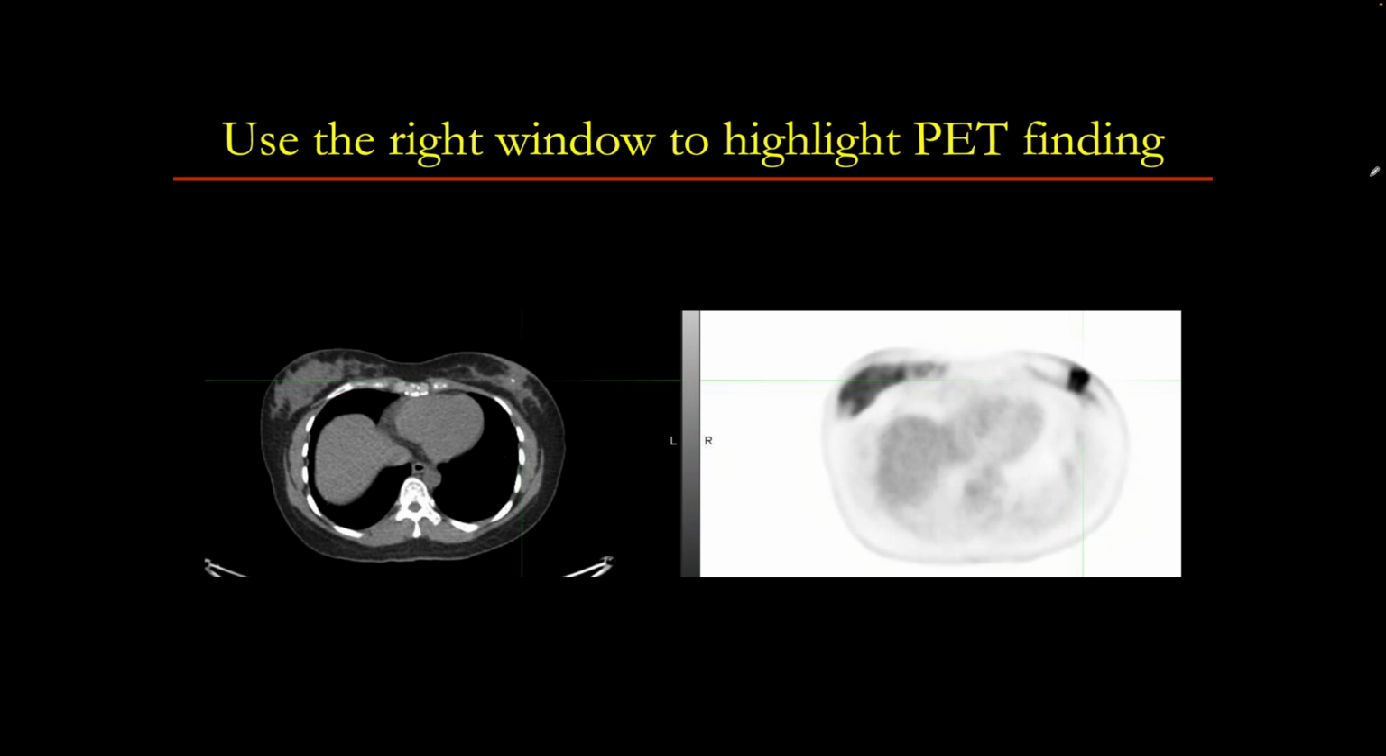Next, use the right window to highlight the PET findings. So here I'm showing, at the level of the breast, the same patient with a CT image in the soft tissue window showing a normal appearing right breast, a tumor in the left breast, which is in the subareolar region, and that tumor shows focal hypermetabolism, and the stimulated right breast from lactation shows some increased uptake, but not as high as the tumor in the left breast.